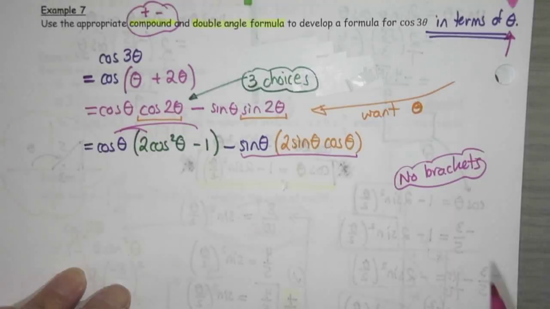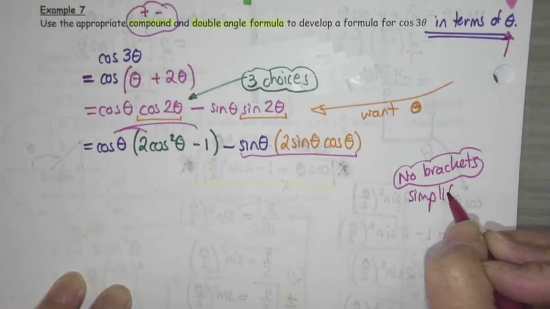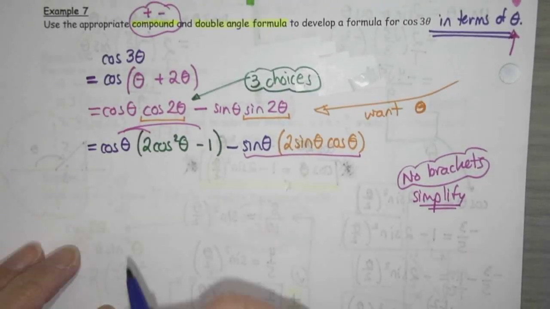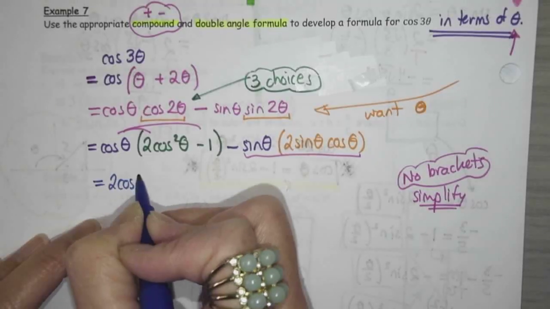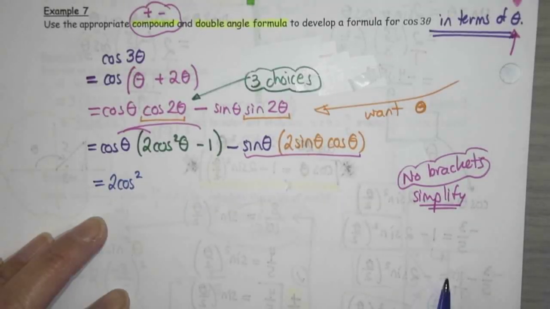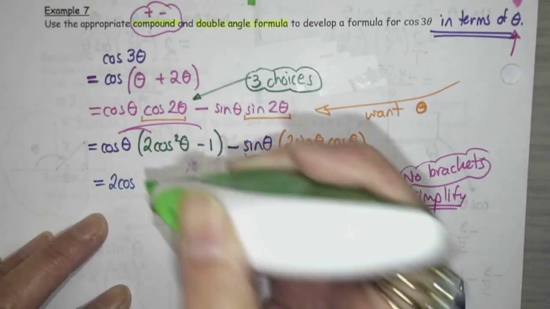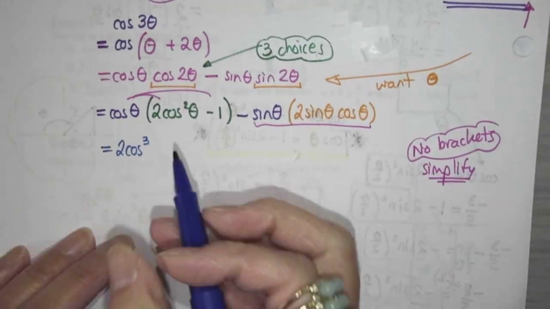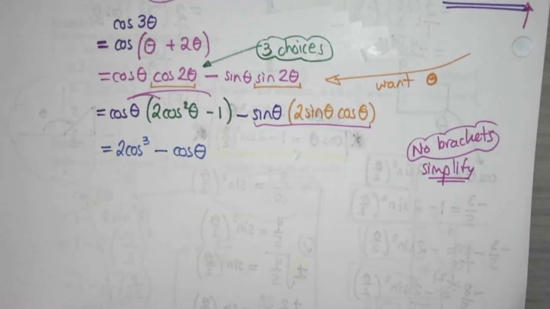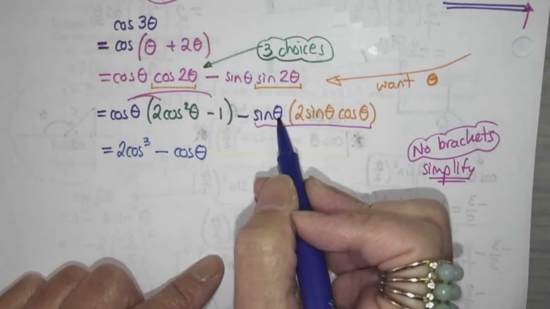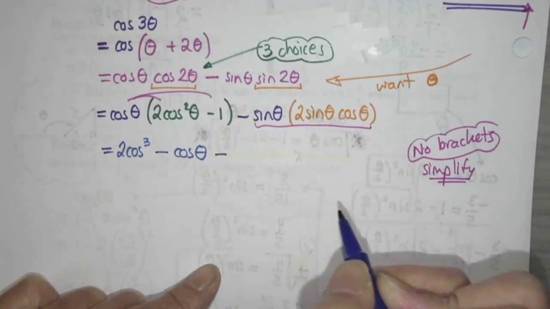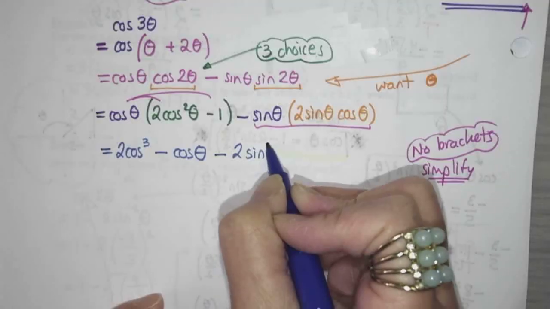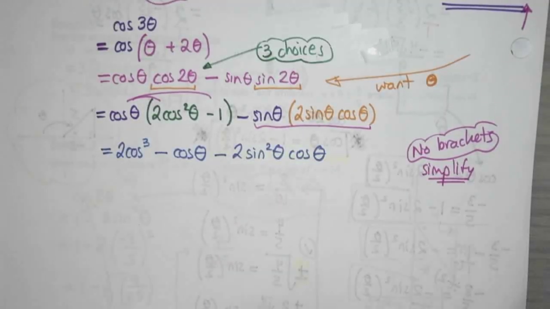Okay, so whenever I can simplify, I want you to simplify. Simplify as far as you can. Here, when I expand this guy out, I'm going to get 2 cos cubed theta minus cos theta, yes? Okay, and here I would get minus 2 sine times sine, so sine squared theta cos theta.